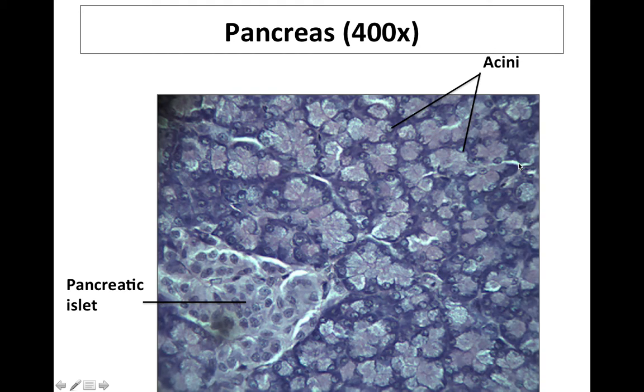Here you can see a nice close-up there of those acini. They tend to be a little darker in color with round nuclei. They look a lot like the serous cells that we saw in salivary glands.